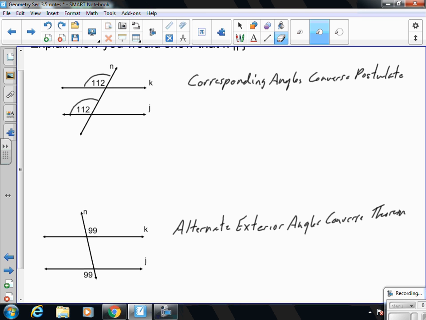All right, so that's all there is to the notes for this section.